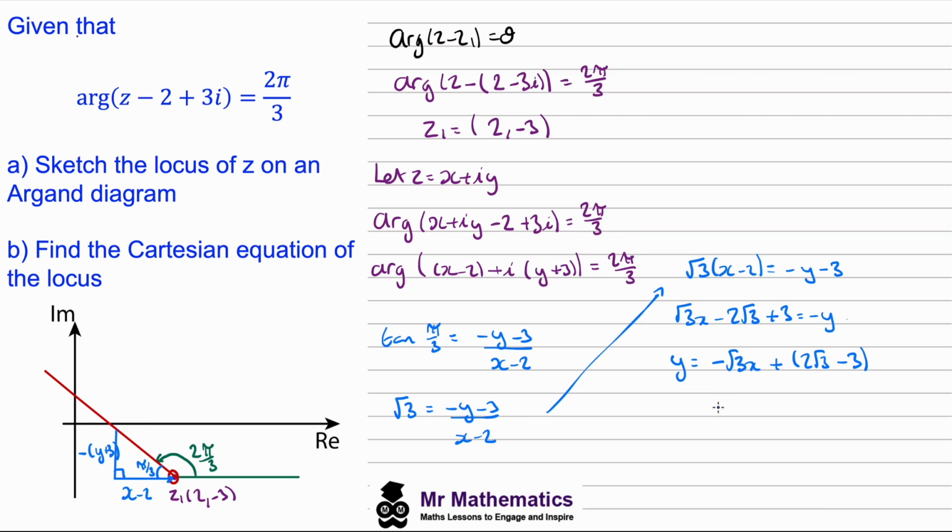But we need to state that x must be less than positive 2, because if x was greater than positive 2, the half line would be over here, which would again change its argument. So we need to make this stipulation here.